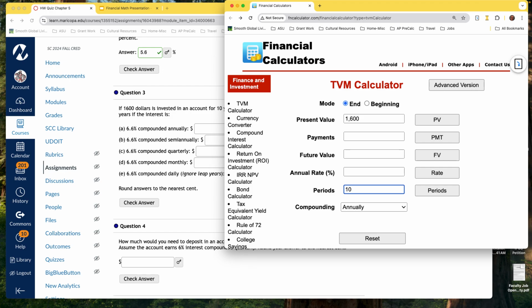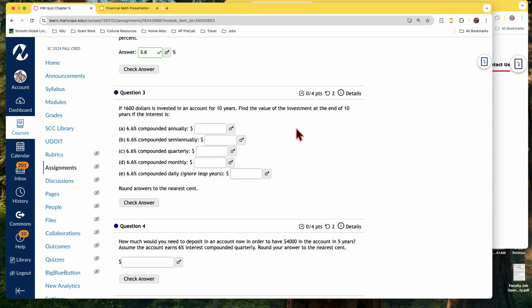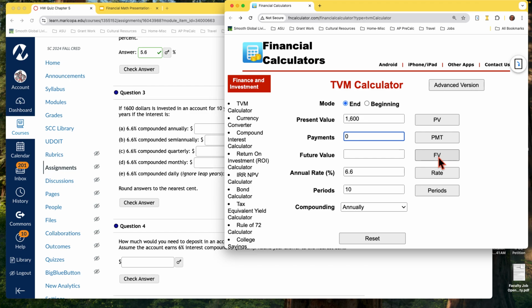Okay, so we'll see how that works when we get to quarterly and so forth, because the number of periods will change. Interest rate, 6.6%. So notice that's not changing. There are no payments. Now, they didn't mention payments, so we have to assume that there'll be 0. I'll put that in there. And they want to know, find the value of the investment, so the future value. I click on the box that says future value, and it calculates it.